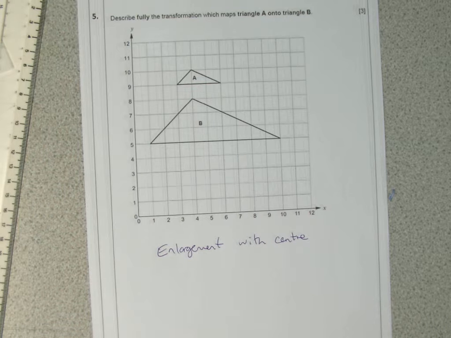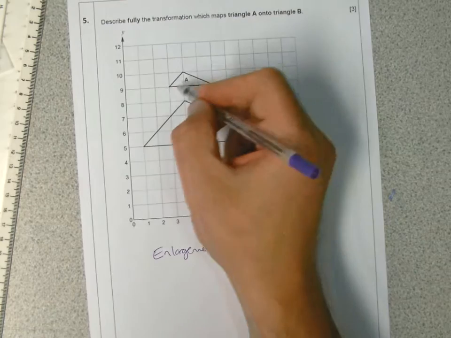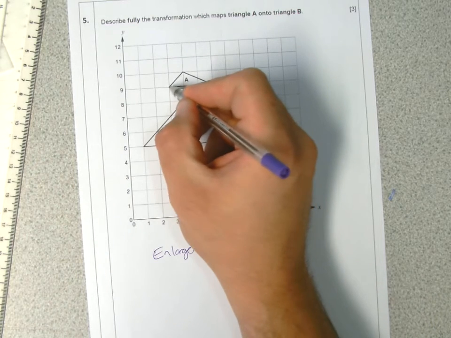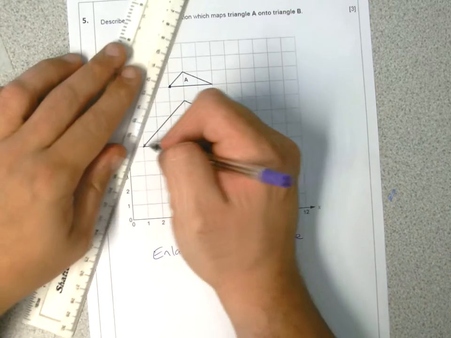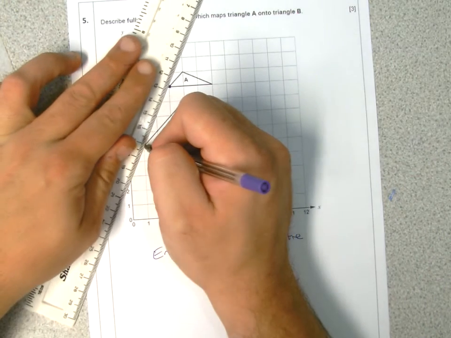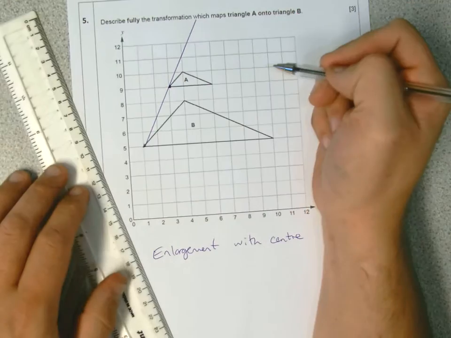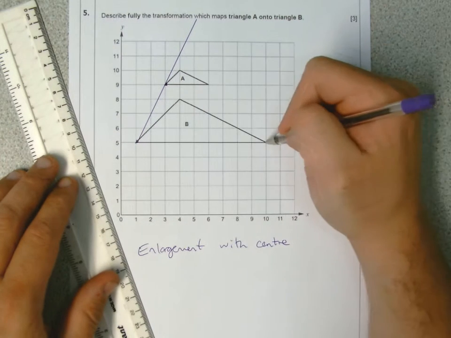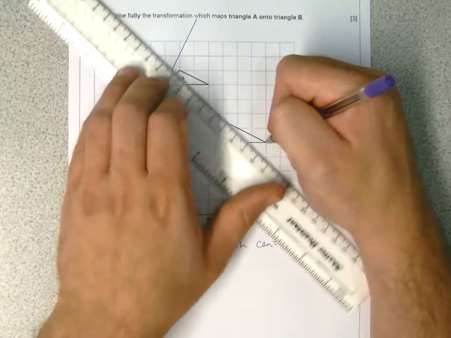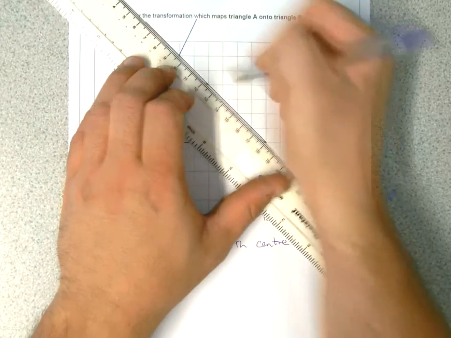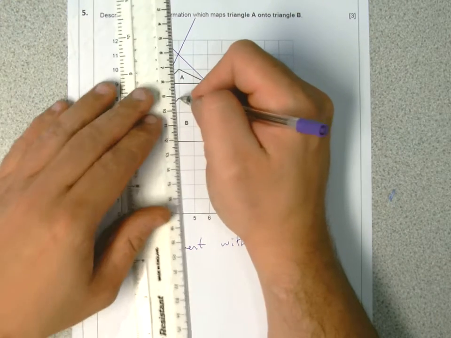To work out the center is a really good way of doing it. All you've got to do is look at the corner points that correspond. So that corner point there corresponds to that corner point. Draw a line through both corner points. So that corner point that corresponds to this one, draw a line through it. Do the same then for that corner point and that corner point, the ones that correspond there. Finally then, these 2 corner points also correspond, so draw a line through them.